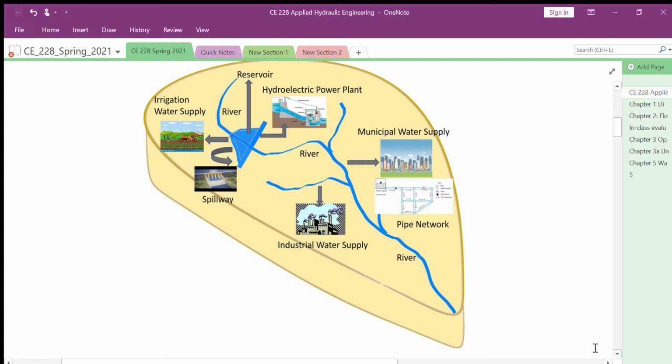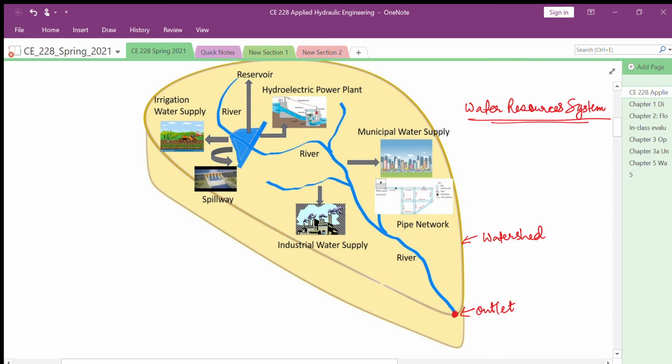Now, let us consider a very large water resources system. So this is a water resources system. You have a river flowing through a catchment. This is the catchment boundary, which is also called a watershed. A watershed is basically the entire area which has a common outlet, namely this particular point here. This is the outlet of the watershed.